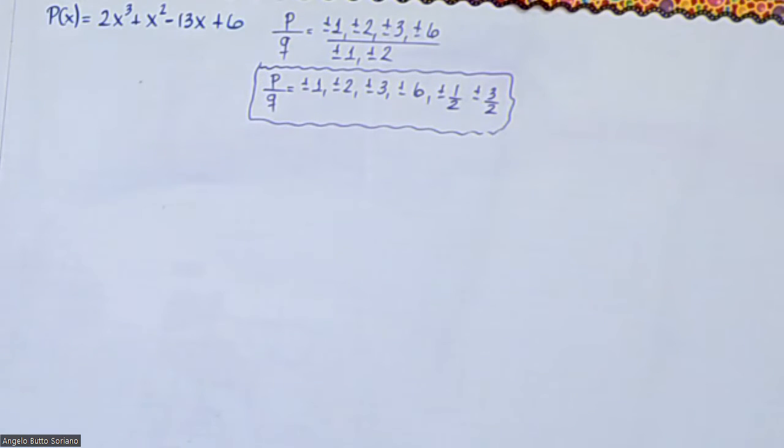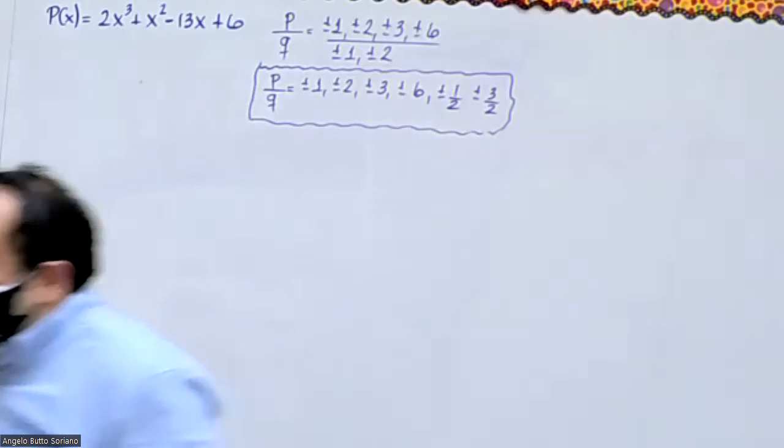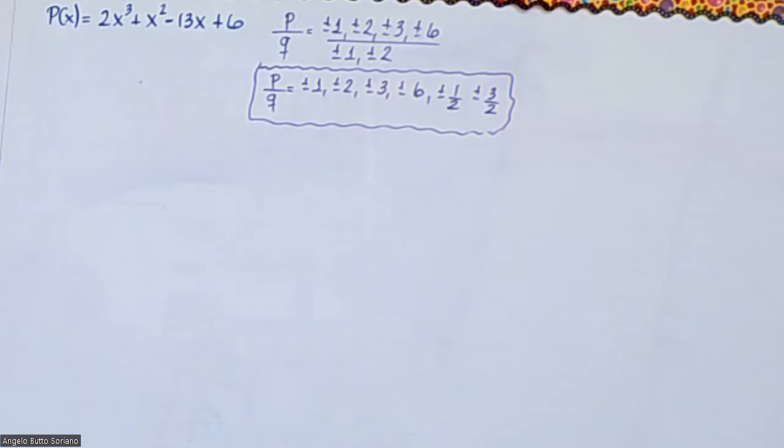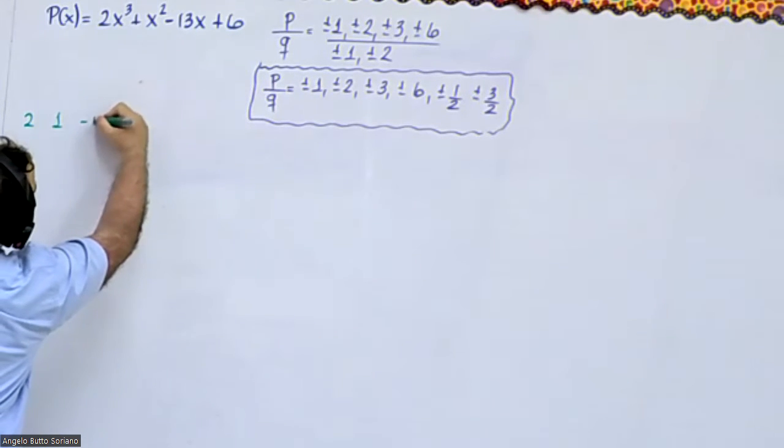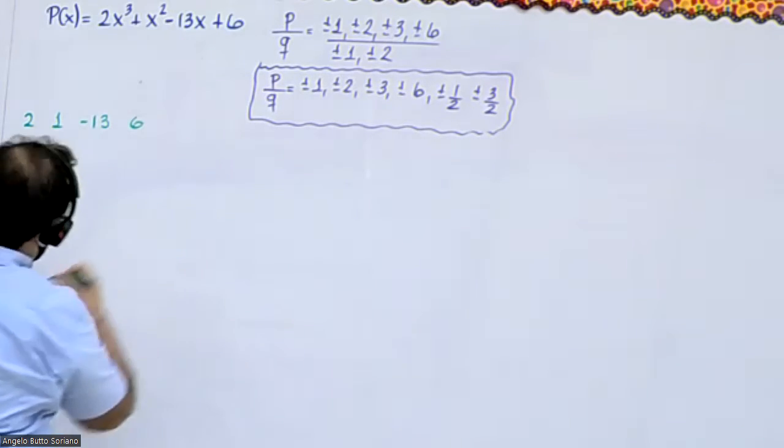Let's start over again. All right, we have to choose one of these numbers whose answer gives us 0. My advice is to always start with the smaller ones. I'm not saying this is going to be the right thing, but remember, as I told you already, it's a matter of luck. Sometimes we get it on the first try, sometimes not. Let's see what happens. The numbers are 2, 1, negative 13, 6.